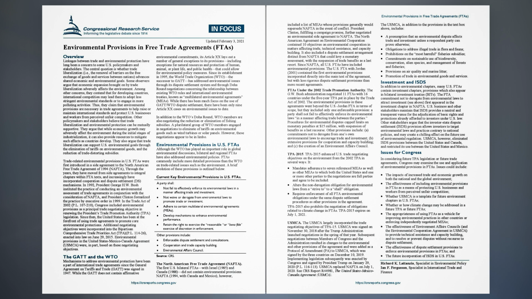While there has been much focus on the use of GATT/WTO dispute settlement, there have been only 9 Article 20 cases on environmental issues to date. In addition to the WTO's Doha Round, WTO members are also negotiating the reduction or elimination of fishing subsidies. A plurilateral group of WTO members engaged in negotiations to eliminate tariffs on environmental goods such as wind turbines or solar panels. However, these negotiations appear to be in limbo.